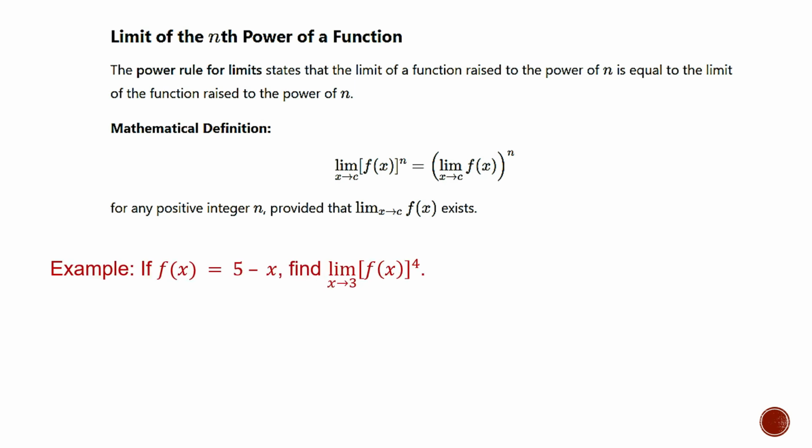Let's have an example. Our f of x here is 5 minus x. We need to find the limit of f of x raised to 4. So let's evaluate first that 5 minus x, which is 5 minus 3. And that gives us 2. And according to the limit theorem, we can do this, 2 raised to 4.